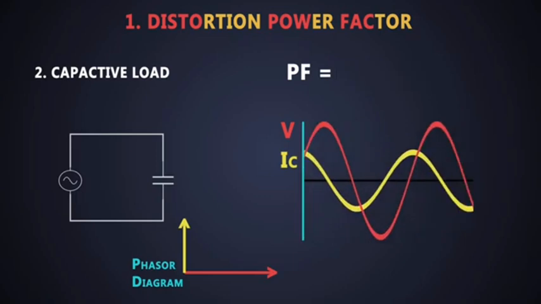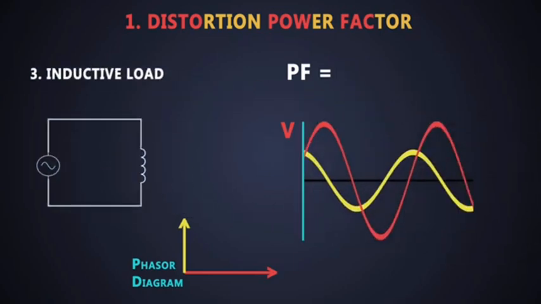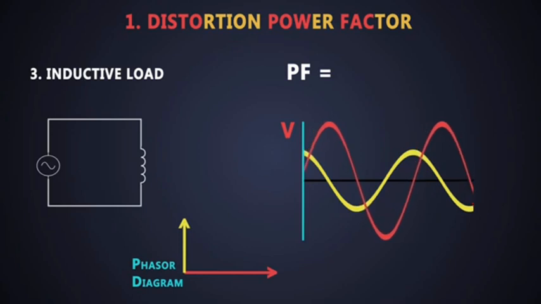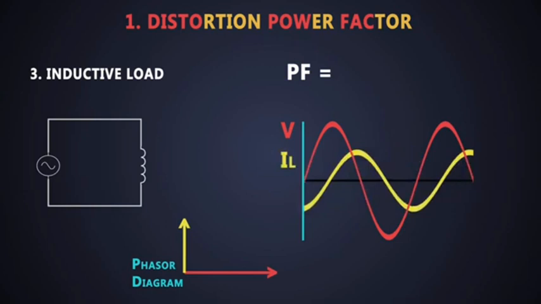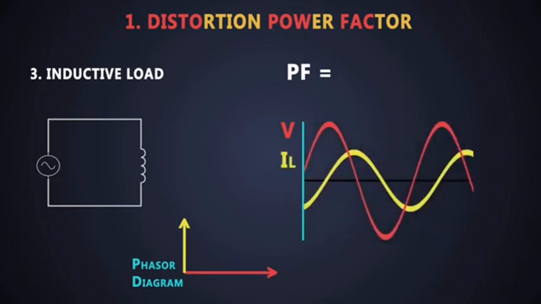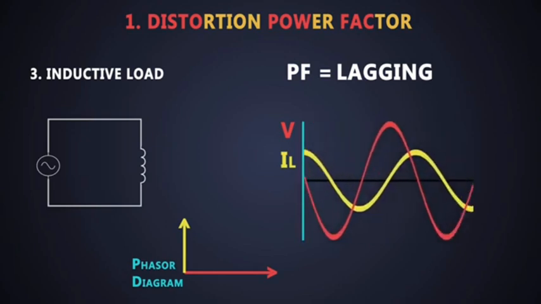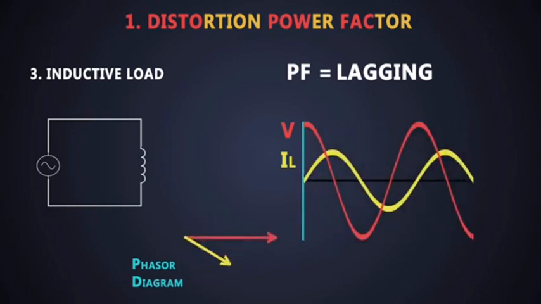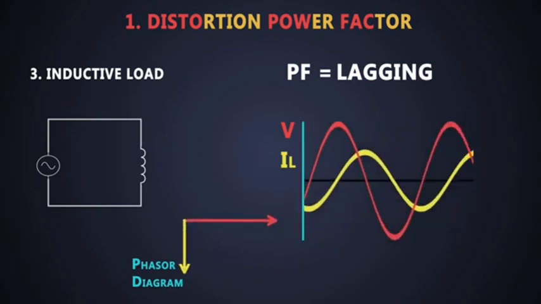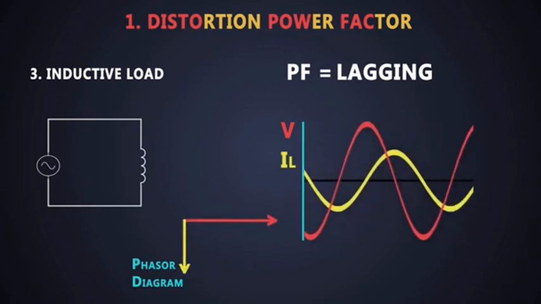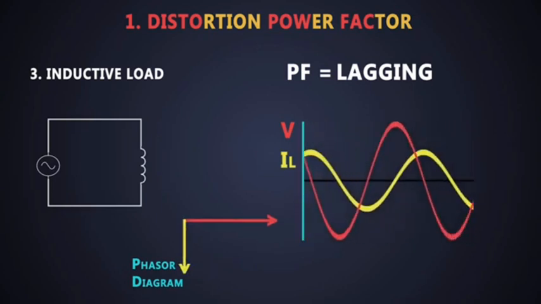There are not many types of capacitive loads out there, so we'll jump on to the purely inductive loads. Here the voltage starts from the origin, but the current starts from the negative peak. So the current is lagging in this type of load. If we draw the phasor diagram of the inductive load, it will look like this. So this type of power factor is known as lagging power factor.